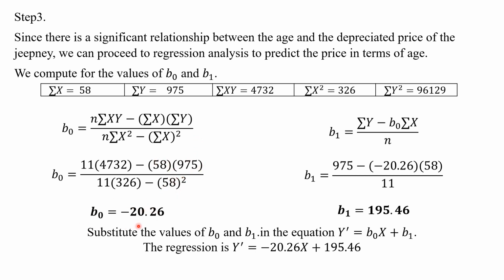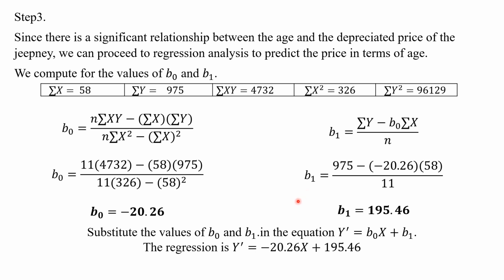Okay? So, kapag na-compute na natin si b sub 0, sa b sub 1 naman, kasi kay b sub 1, kakailanganin natin si b sub 0. Okay? So, b sub 1 is equal to summation of y minus b sub 0 times summation of x over n. Okay, yung summation of y natin is 975 minus the b sub 0, which is negative 20.26 times the summation of x, which is 58 all over n. So, n natin yung sample size natin, which is 11. Then, compute ulit. Okay, so, ang compute natin for b sub 1 is equal to 195.46.